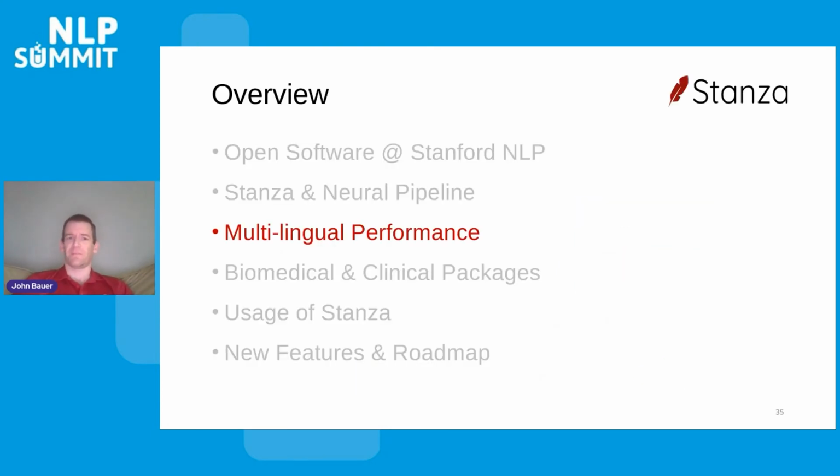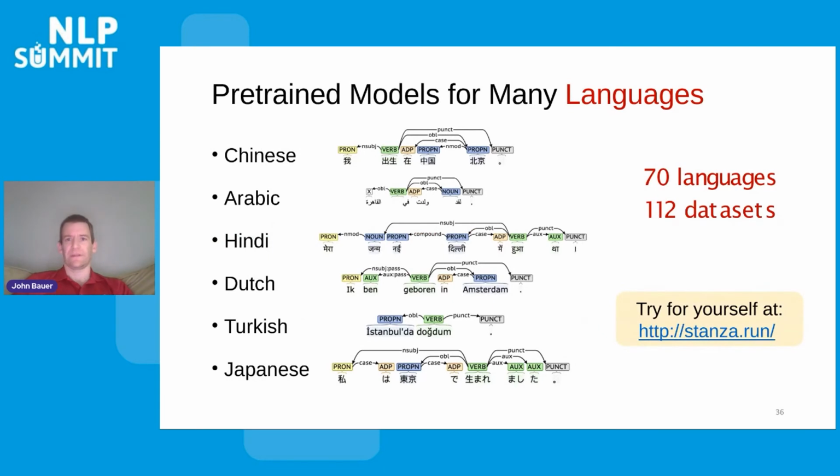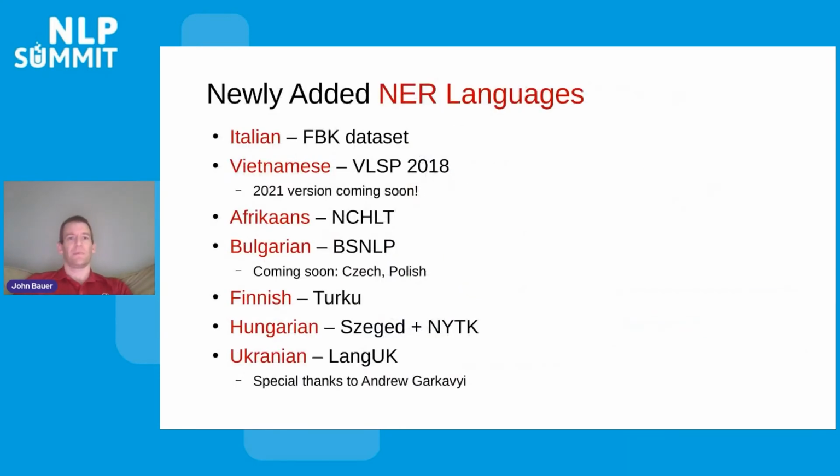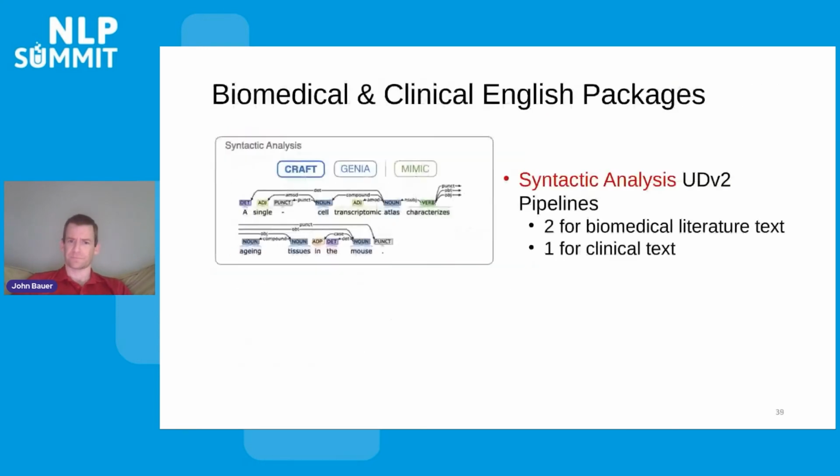So we've run this on many languages. With the original Universal Dependencies, we get 70 languages, over 112 datasets. And recently we've added multiple NER languages. The complication for NER is that this is not available as part of a universal website such as Universal Dependencies. So these languages have to be found by hand, which is more time consuming, but we've added multiple individual languages over the past year.